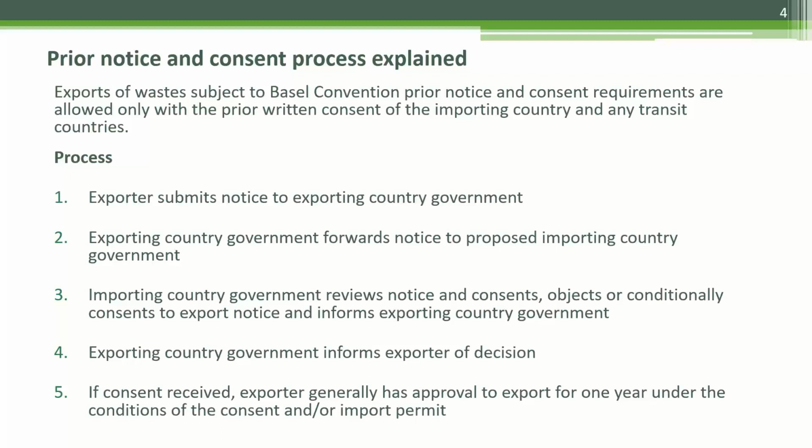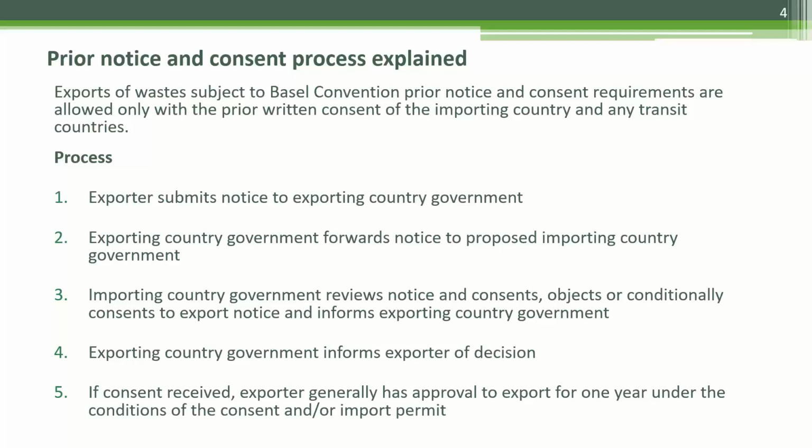So first, in order to export a Basel controlled waste, the exporter submits a notice to the exporting country government. In the US, EPA is the competent authority responsible for managing the notice and consent process for waste regulated as hazardous under U.S. waste management law. And usually in other countries, this function is also generally managed by the environmental agency or ministry.